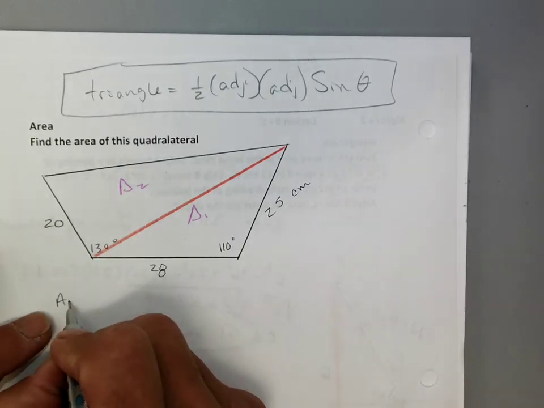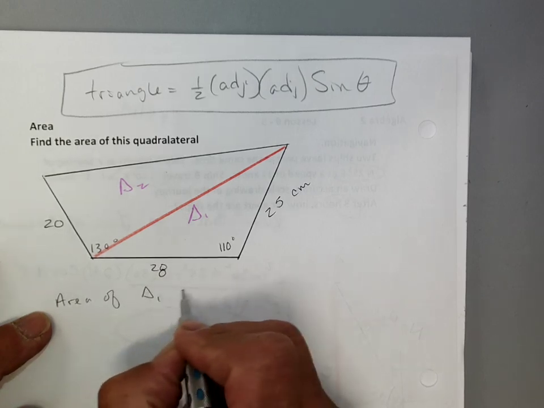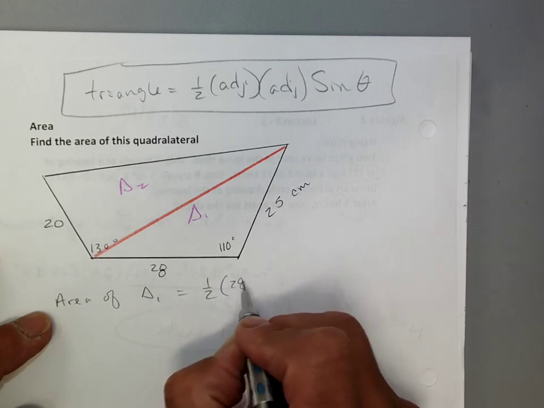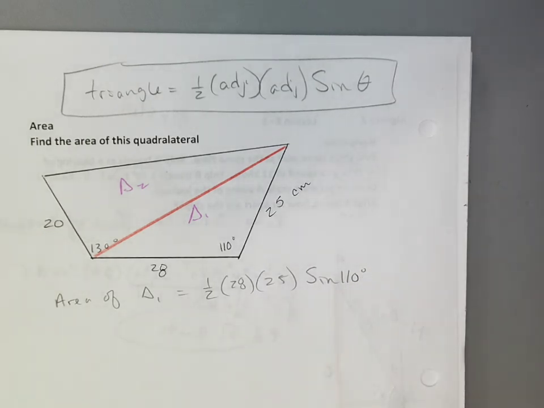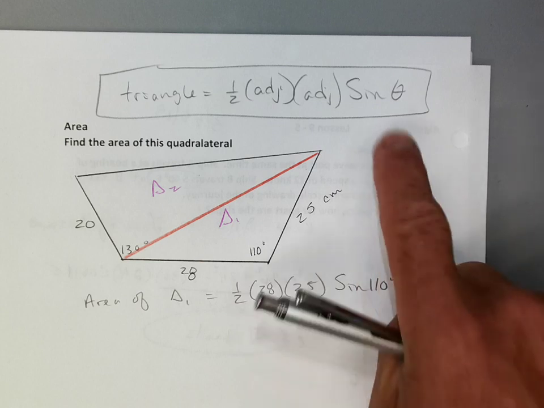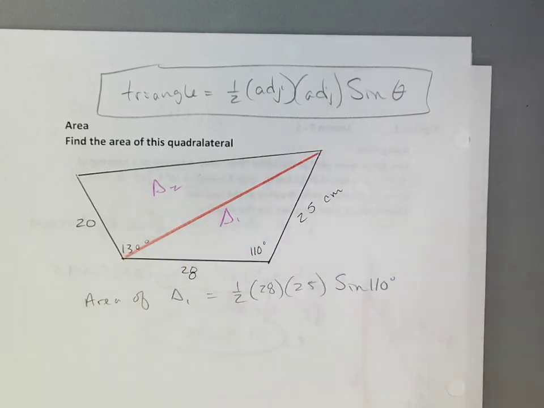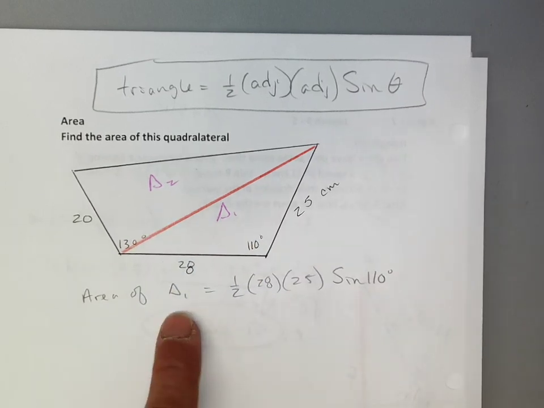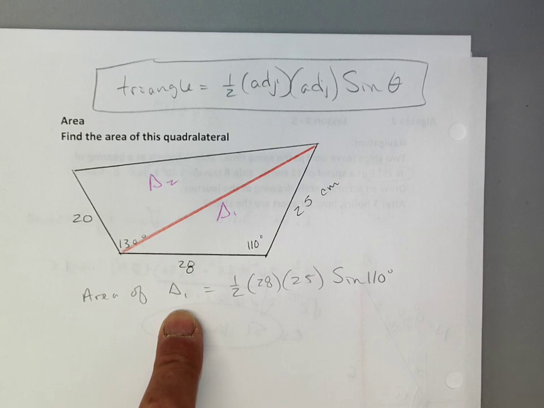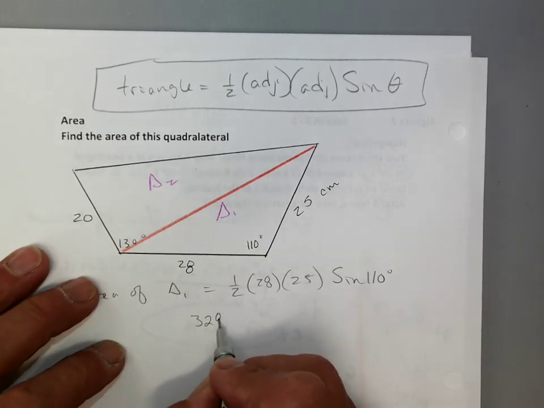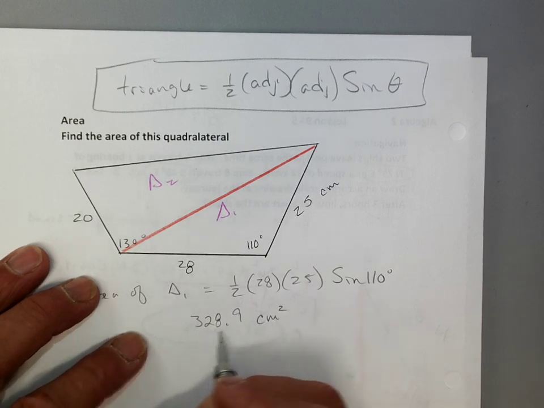So the area of triangle 1 is equal to 1/2 times 28 times 25 times the sine of 110 degrees. I'm just going to use my calculator and get that. Am I going too fast? Okay. So I needed a triangle to use the triangle formula, so I just drew a diagonal through the quadrilateral to give me 2 triangles, triangle 1 and triangle 2. Triangle 1 is going to be 1/2 adjacent times adjacent times sine of the angle. So 0.5 times 28 times 25 times the sine of 110. I get an answer of about 328.9 centimeters squared. I'm going to circle that because I want to come back to it.